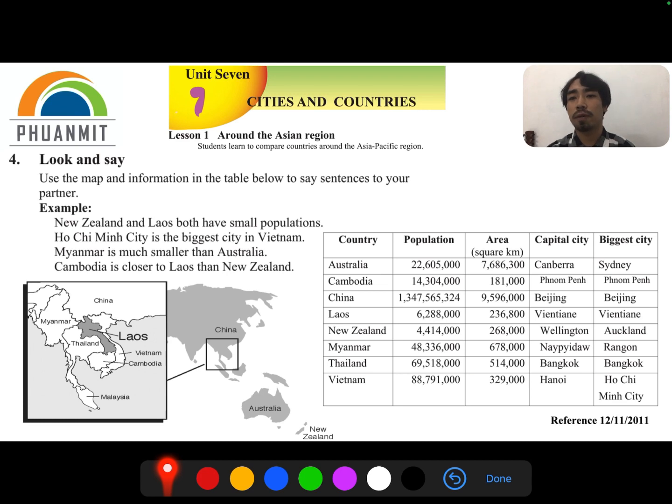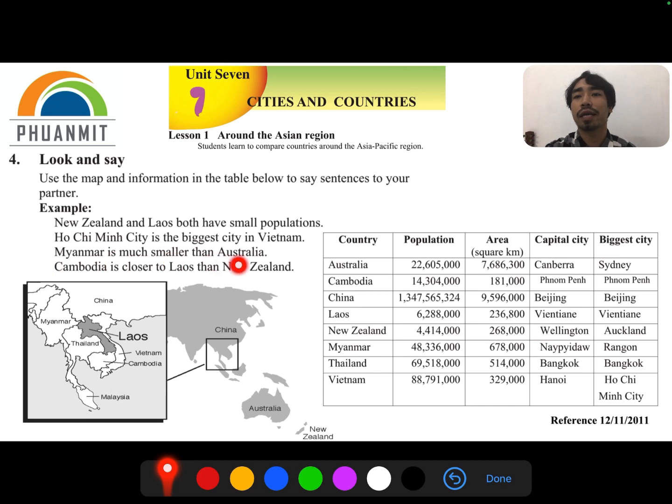So example: New Zealand and Laos both have small population, right? Small population. We have learned that in our previous video. Laos and New Zealand have small populations, 6 million and 4 million. Myanmar is 48 million and Thailand is 69 million. Okay, number 2, example: Ho Chi Minh City is the biggest city in Vietnam. Where is Vietnam? The capital is Hanoi, but the biggest city is Ho Chi Minh City. Hanoi is the capital, but the biggest city is Ho Chi Minh.